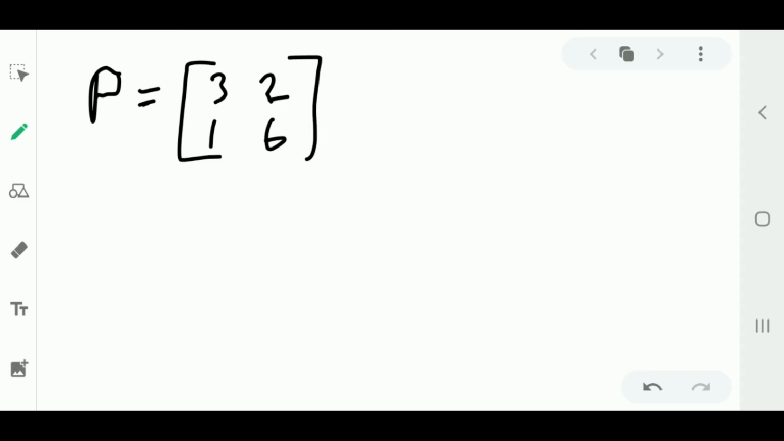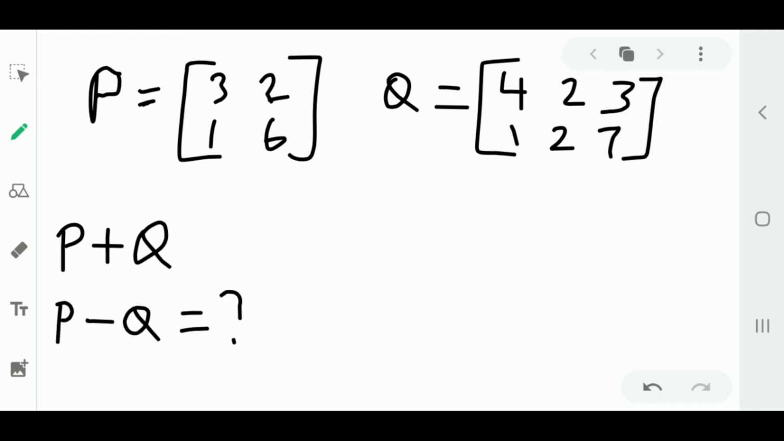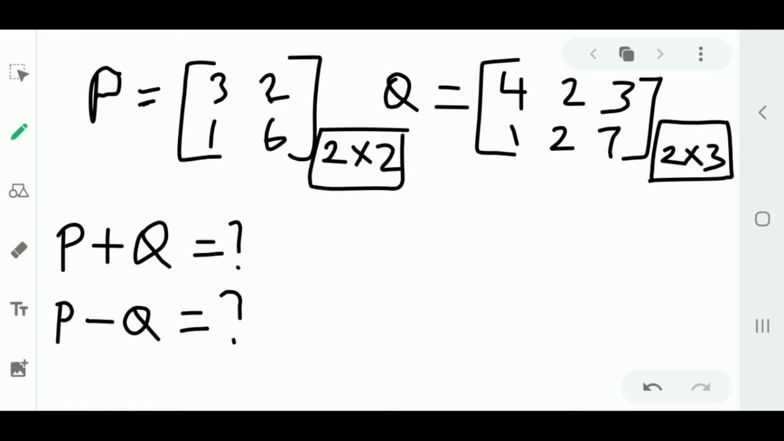So let's say again we have P is equal to 3, 1, 2, 6, and Q is equal to 4, 2, 3, 1, 2, 7. Can I find P plus Q or P minus Q? First thing you need to do is look for the order. So the order of this is 2 by 2, and the order of this is a 2 by 3. So because the orders are not the same, they are not compatible, so you cannot find these.